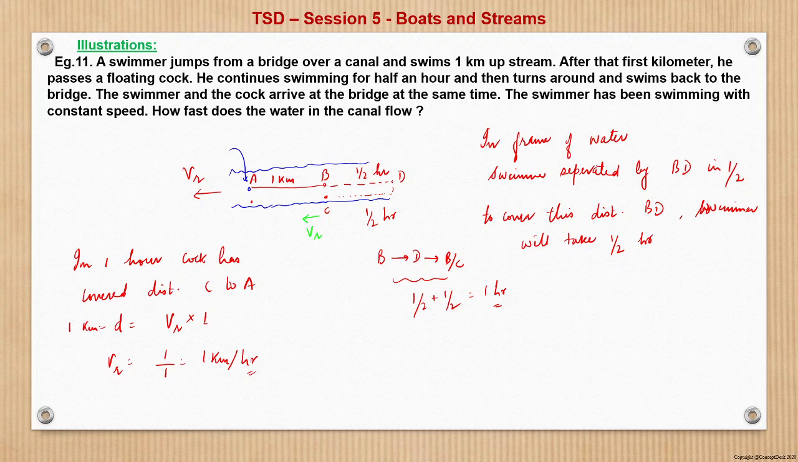So since in the upward journey he is taking half an hour, in the downward journey also he will take half an hour. So basically from B to D and then again D to C in the frame of water, he is taking 1 hour.